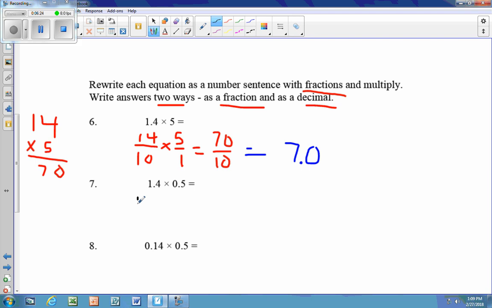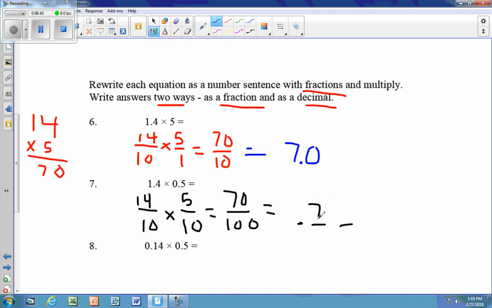So next we have 14 tenths times 5/10, and once again we have 70, but we have 70 hundredths. And 70 hundredths, here's my decimal. My hundredths place is tenths, hundredths, so we end with 70 hundredths.